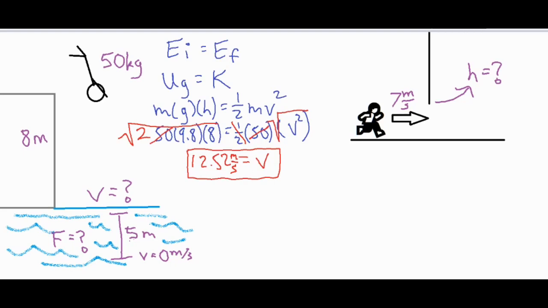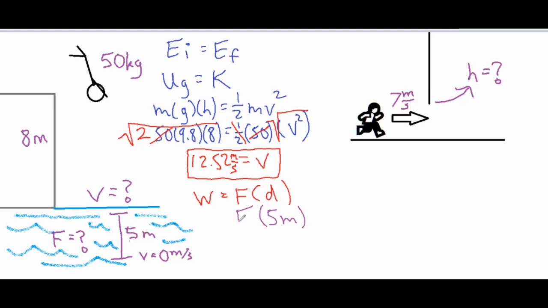Now, that's the first part of the problem. When we get to the second part of the problem, we're looking for the force that the water exerts on the person in order to bring them to rest. So we have to bring in a new formula, and that is work equals force times distance. What we can do there is find out what the work is, plug in our distance of 5 meters, and then solve for the force. So the distance part is easy. We already know that's 5 meters.